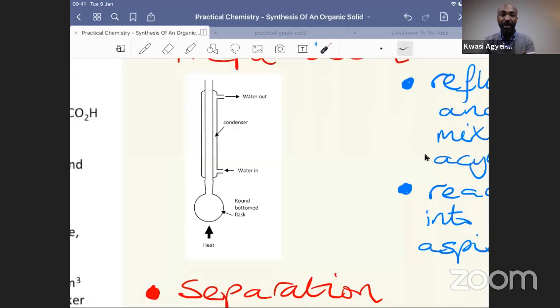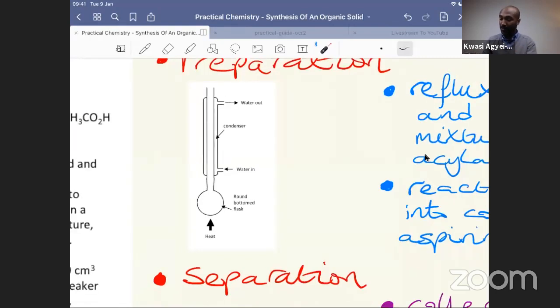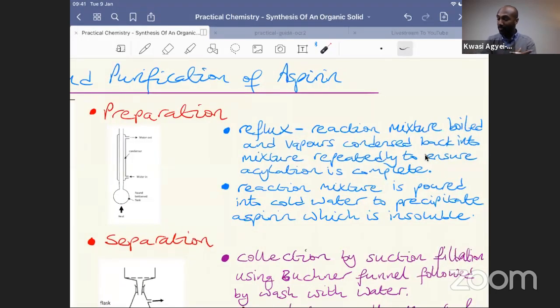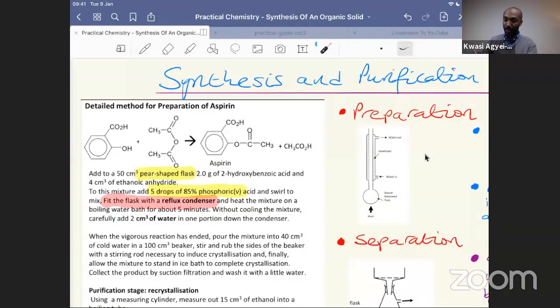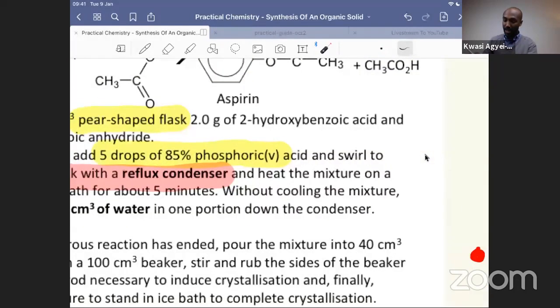Okay, so that's a quick review of how to set up a reflux condenser. So in this experiment, the reaction mixture is boiled and vapors condense back into the mixture repeatedly to ensure that acylation, which is what we're trying to do here, is completed. Okay, so back to our procedure. So we have refluxed and heated the mixture.